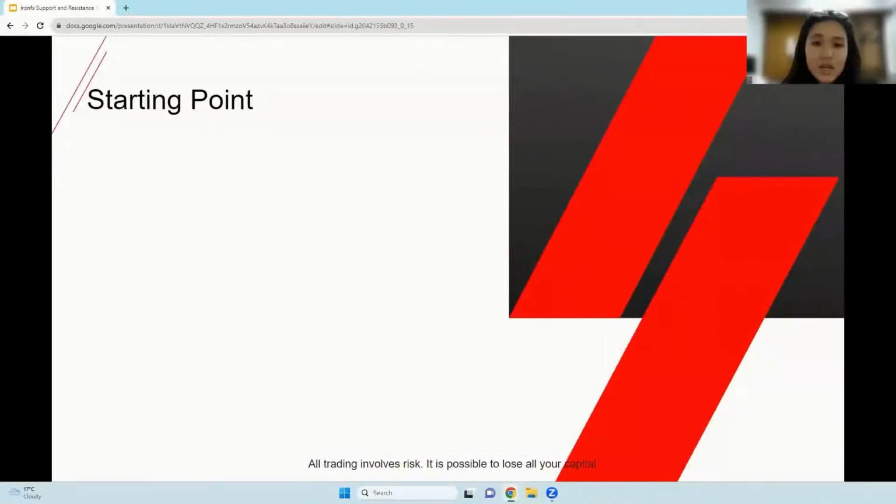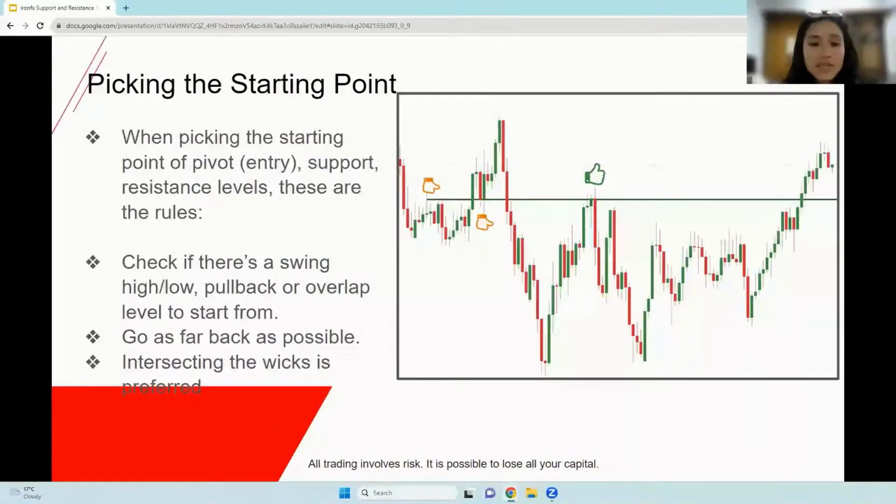Okay, so now that we know how to identify significant swings and use them as support and resistance levels, what are some things that we can look out for when inputting a support or resistance level? Firstly, picking a starting point. When picking the starting point of pivot, which is your entry level, support and resistance levels, these are typically your rules that you can follow.